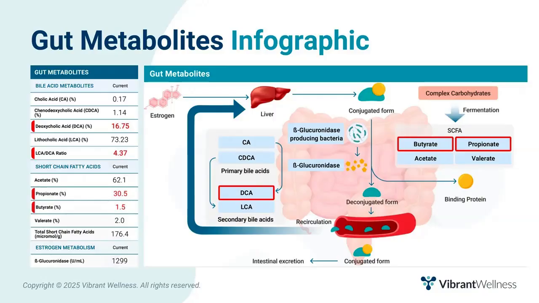Number 2. In the upper right, it shows how gut microbes ferment complex carbohydrates, producing short-chain fatty acids like butyrate, acetate, propionate, and valerate. And number 3. Along the left side, it shows how gut microbes convert the primary bile acids, cholic acid and chenodeoxycholic acid, into secondary bile acids, deoxycholic acid and lithocholic acid. You can see the arrow from CA to DCA and the arrow from CDCA to LCA.